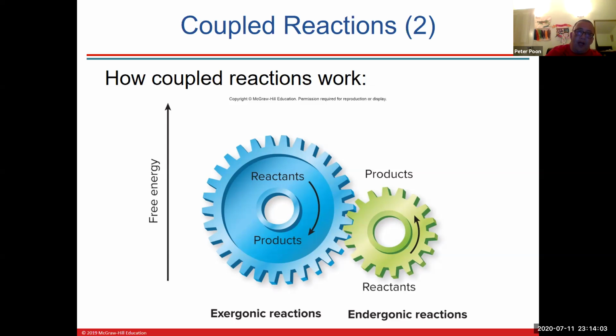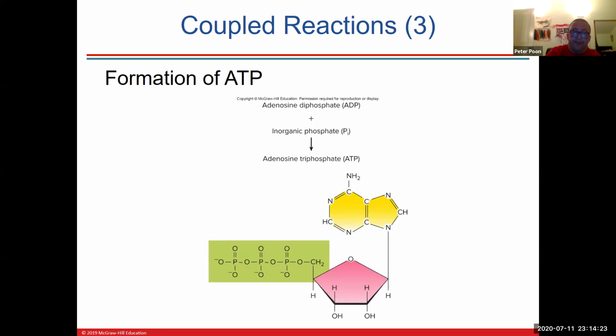So how do coupled reactions work? It isn't like we store a lot of ATP. We don't actually. We usually use them at the same time we make them. These occur at the same time, like how both wheels on a bike move at the same time. They're coupled.